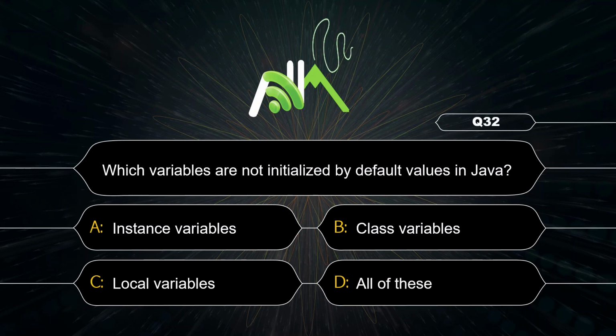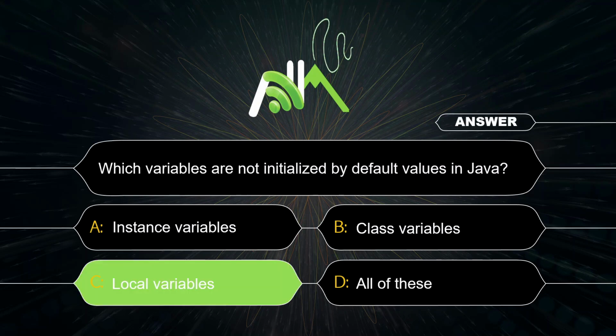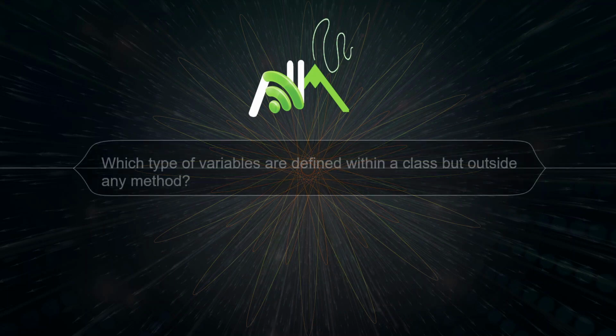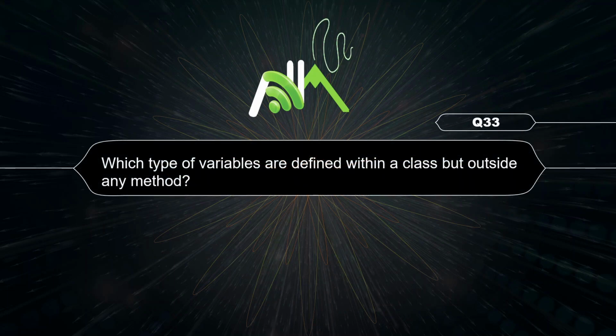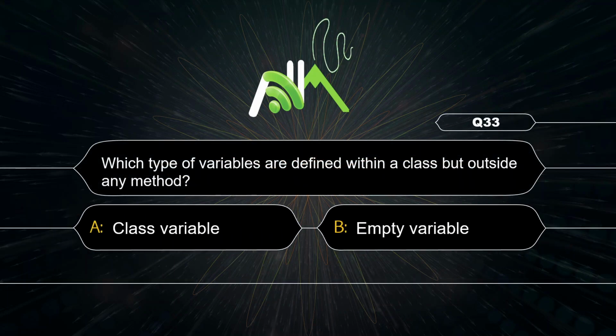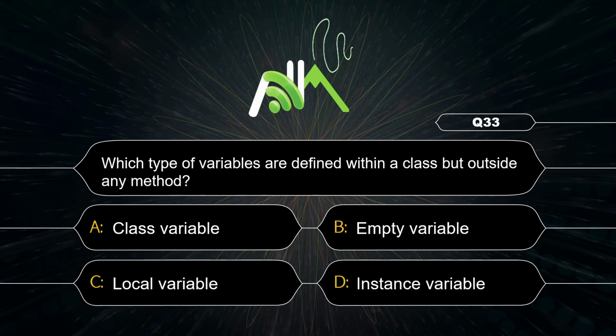Which variable is not initialized by default? That is a local variable. The other two variables are initialized by default, but in the case of a local variable, we need to initialize it. So the correct option is C, local variable. This type of variable is defined within a class, but outside any method. That is an instance variable. Option D.